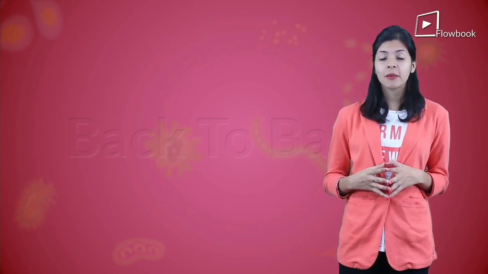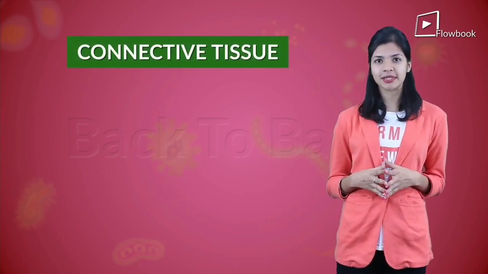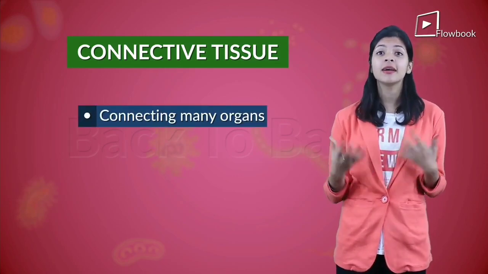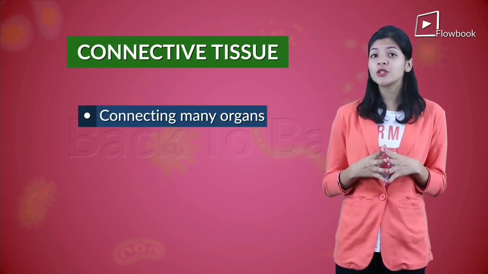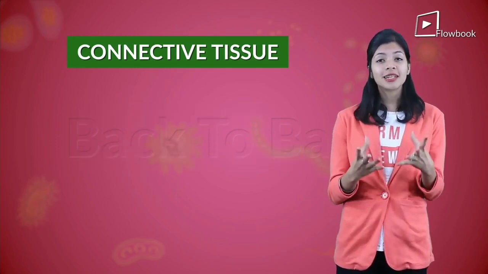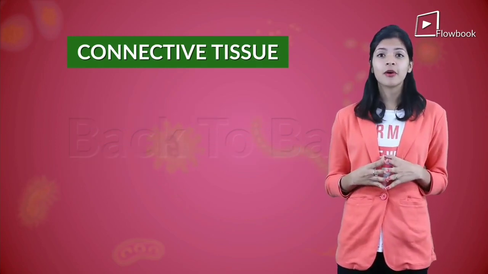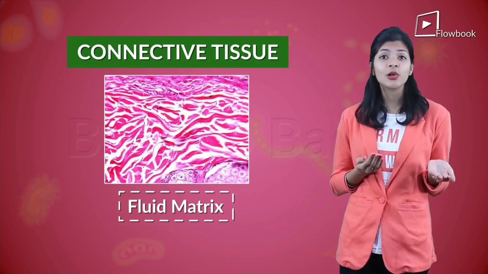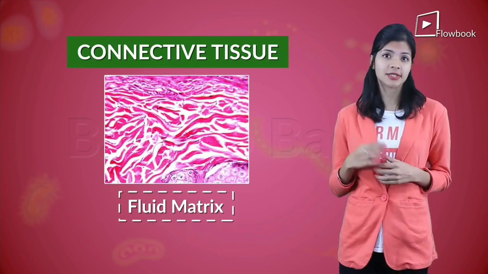Let us learn about the connective tissue in human beings. As the name suggests, it helps in connecting many organs and also helps in binding one tissue to another. The connective tissue is made up of a fluid matrix which consists of many cellular elements and also fibers.